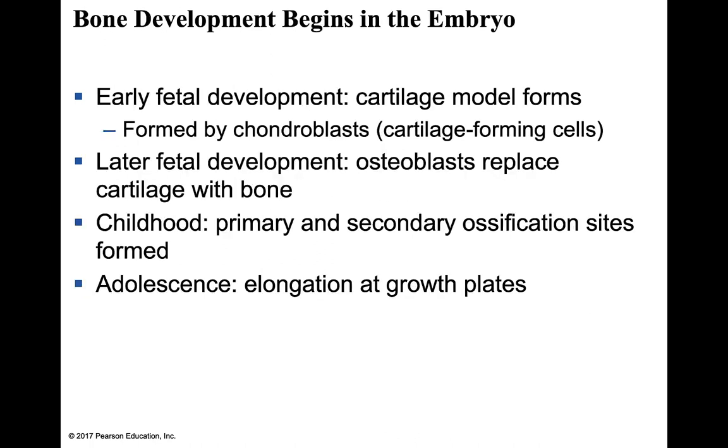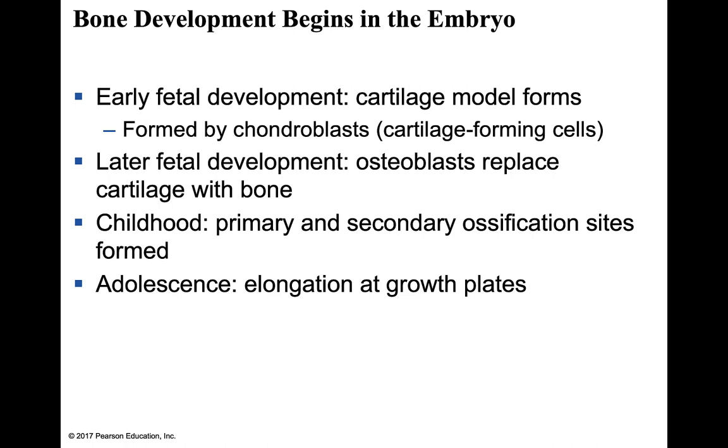Now, when we look at the development of bone, it begins early on at the embryonic stage. And it starts off with a cartilaginous model. And this is during early fetal development. And this cartilage is actually formed by chondroblasts. So that blast is important. That actually is a cartilage-forming cell. Now, as the fetal development continues, osteoblasts, these are cells that are actually producing and laying down bone. They actually replace the cartilage with bone.